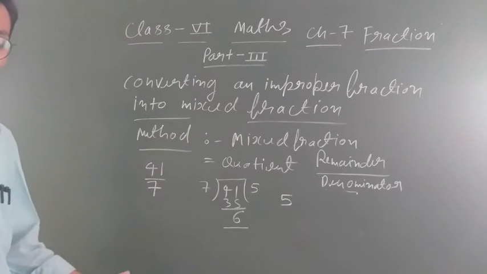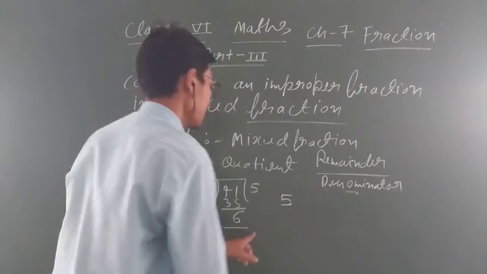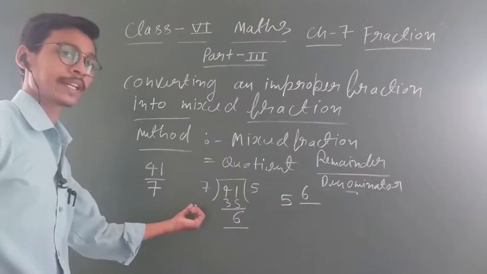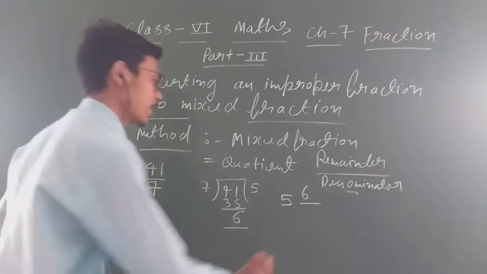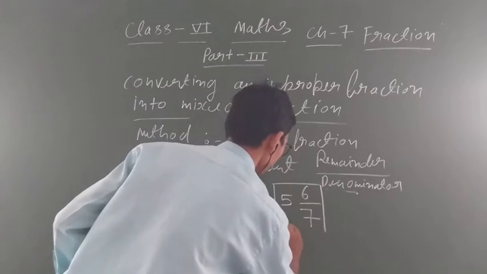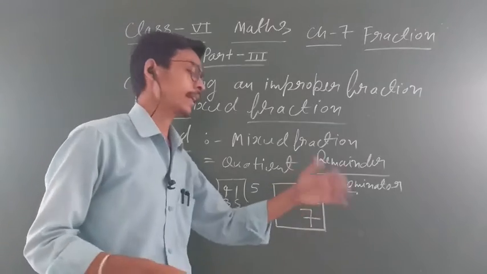Okay students, the quotient is 5. Here you can easily write it down. Next is the remainder. The remainder is 6, so you will write down 6. Next is the denominator. The denominator is 7. In this way you can write it down. Once or twice you practice, students, and everything will be clear.